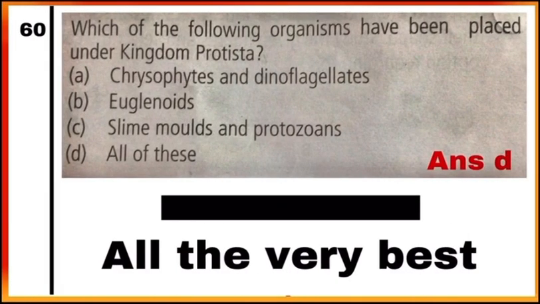Question 60. Which of the following organisms have been placed under kingdom Protista? Protista includes Chrysophytes, dinoflagellates, euglenoids, slime molds and protozoans. So option D, all of these, is the correct answer.